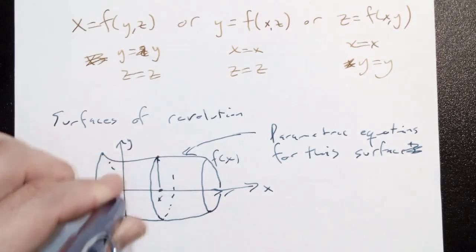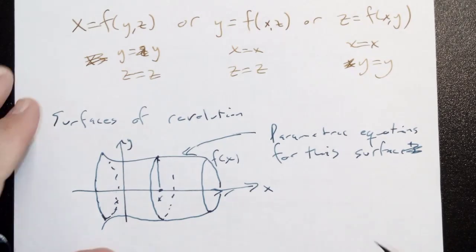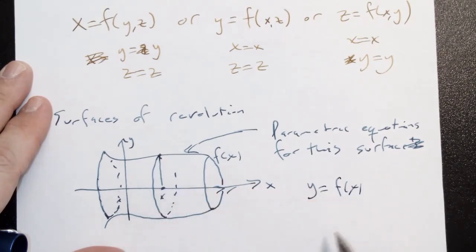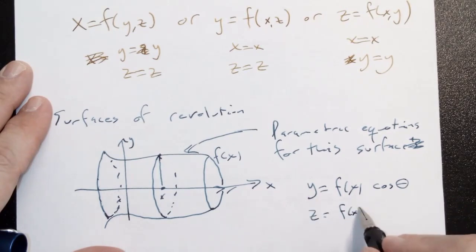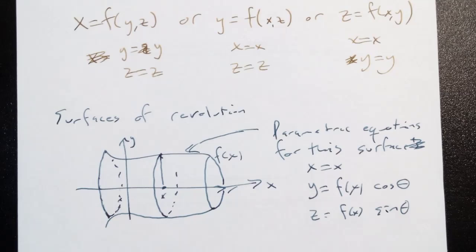But that means that y and z are going to change. They're going to move in a circle. So what I can do is say, oh, y is going to be the radius of my circle times cosine of theta. And z is going to be the radius of my circle times the sine of theta. Oh, and x doesn't do anything. It just tells me what the radius is at that point. Notice that the surface is now a two-parameter family. It is a function of two variables. It is the function of x and theta.